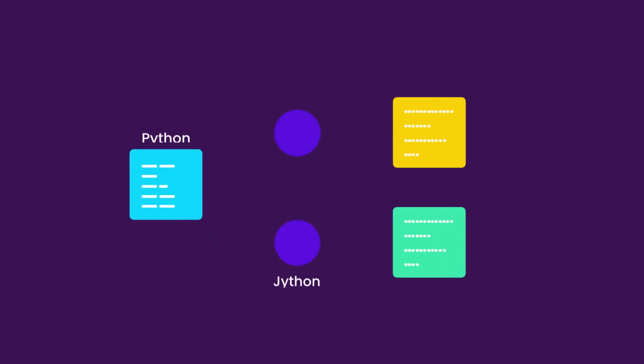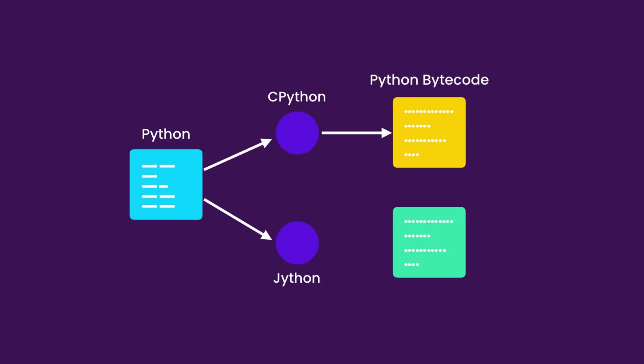When you use Jython to run a Python program, instead of compiling your Python code into Python bytecode, it will compile it to Java bytecode. So you can take this Java bytecode and run it using Java Virtual Machine. And that's why you can import some Java code into a Python program when using Jython, because the end result is Java bytecode, which will eventually be executed by Java Virtual Machine.